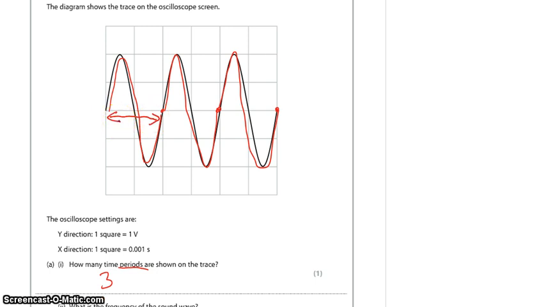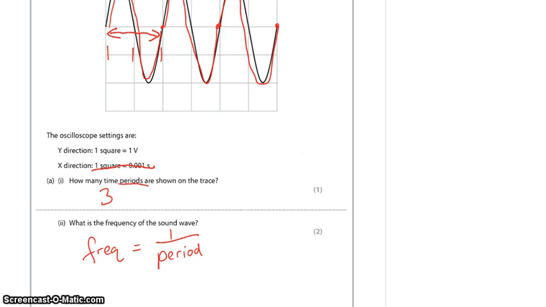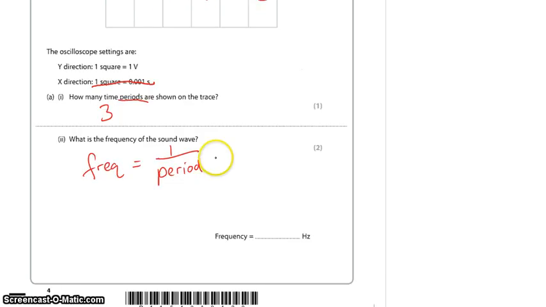Okay, here. Well, if you look down here, it tells you that in the x direction, 1 square is 0.002 seconds, and we have 2 squares for one wave. Therefore, the time period is 0.002. So the frequency is 1 over 0.002. Okay, and that gets you 500 hertz.